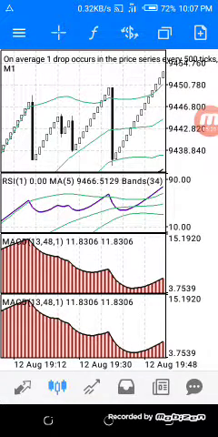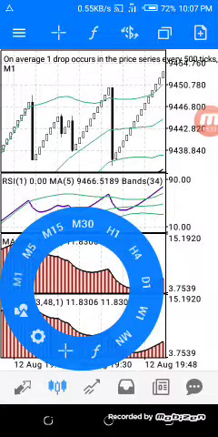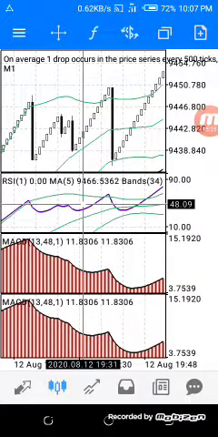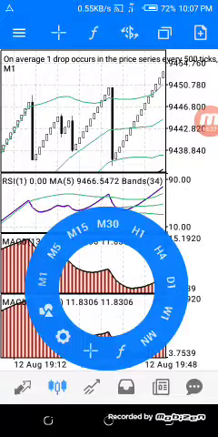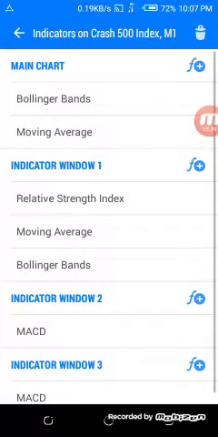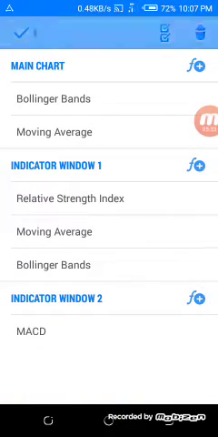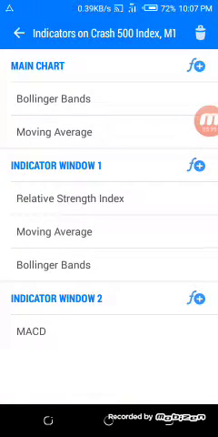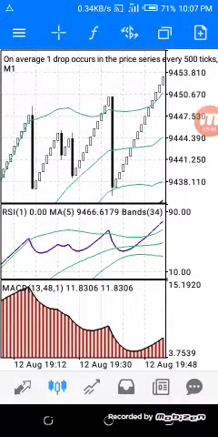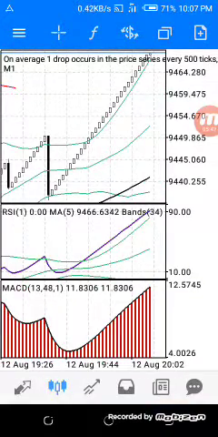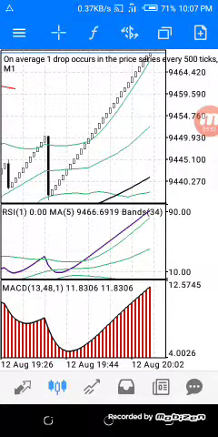Oh, sorry, I've just applied another one. Let me just delete this one, guys, since I already have MACD. Now after doing that, you look at your main chart. Here I'm using 2 indicators, guys.